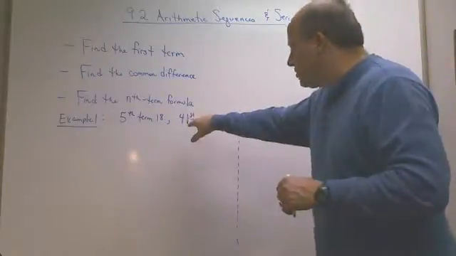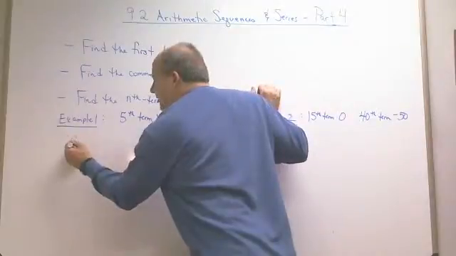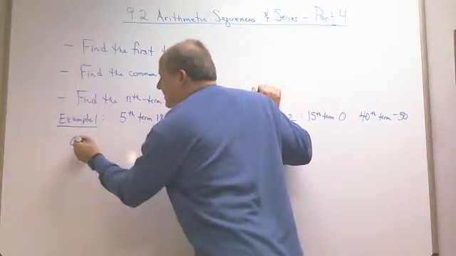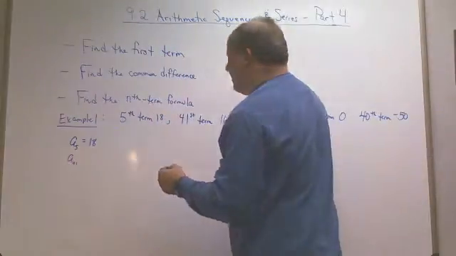Now I don't like writing it this way. This is how the book writes it. I write a little shorthand version. The fifth term, a sub 5, is 18. And a sub 41, which is the 41st term, is 162.